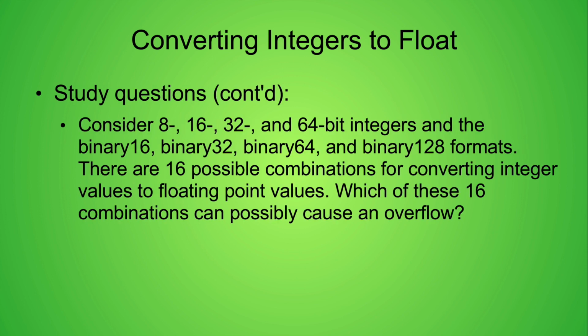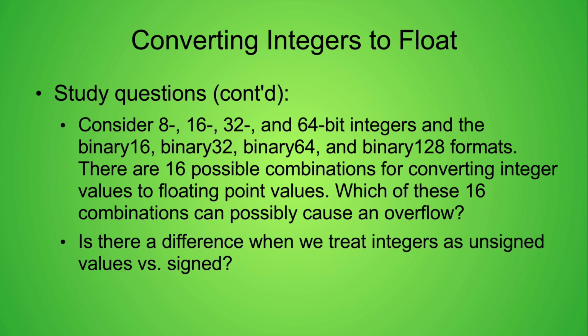The second study question is to consider integer sizes 8, 16, 32, and 64 bits, and the floating point formats binary 16, binary 32, binary 64, and binary 128. There are 16 possible combinations for performing the integer to floating point conversion. Which of these 16 combinations can possibly cause an overflow? Is there a difference if we treat the integers as unsigned values versus signed?